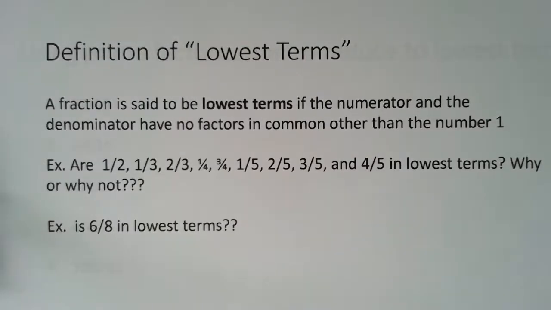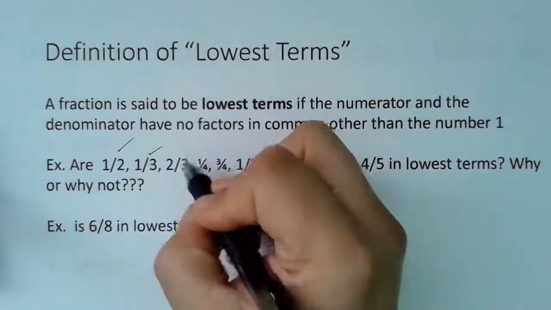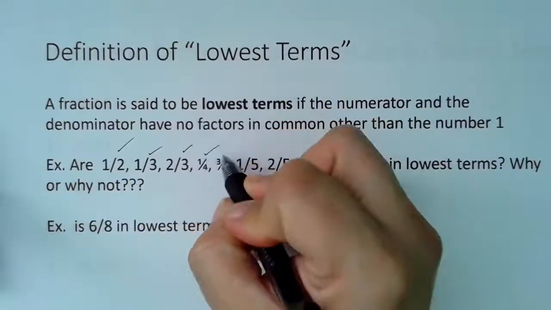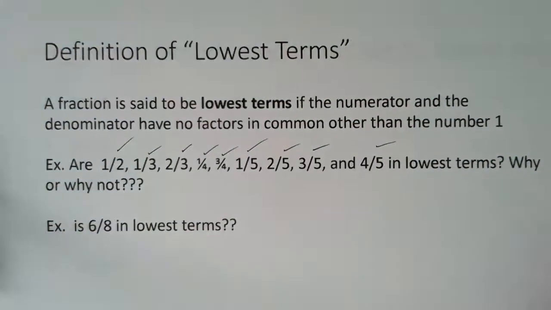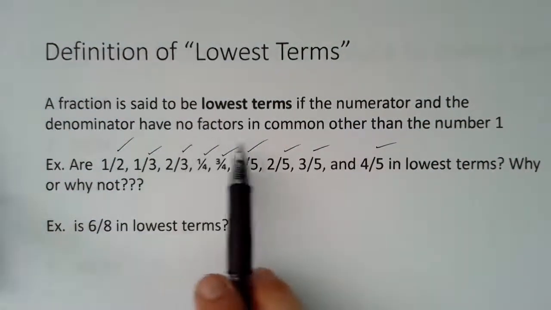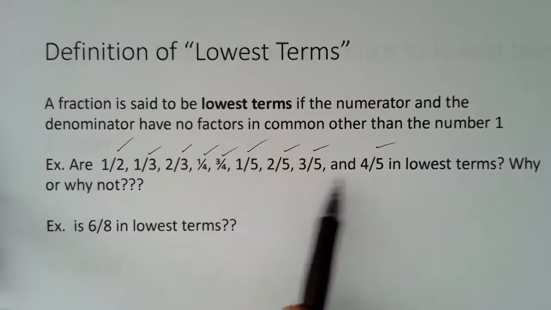Okay, now let's define lowest terms. A fraction is said to be in lowest terms if the numerator and the denominator have no factors in common other than the number 1. So this is in lowest terms, this is in lowest terms. We can't reduce it any further. These are all lowest terms because they have no factors in common other than the number 1.